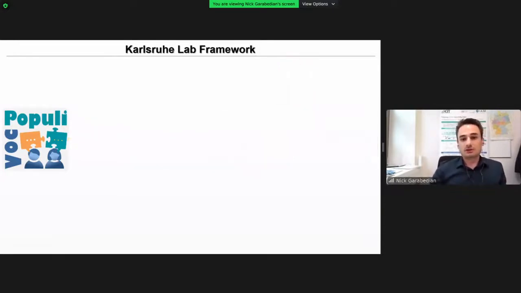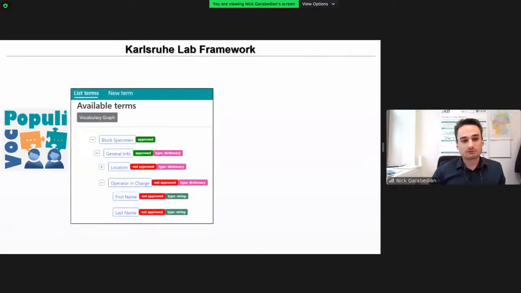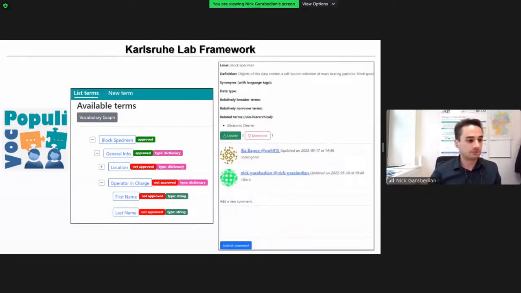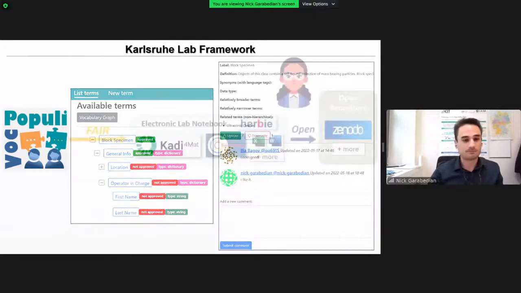In the next story, I have a quick preview of what Voc Populi looks like. It is a glossary of terms. Here you see for a block specimen that you can hierarchically describe it with its general information like location, operators in charge, and so on. There are hundreds of these descriptors which we assemble through the process that is part of Voc Populi.